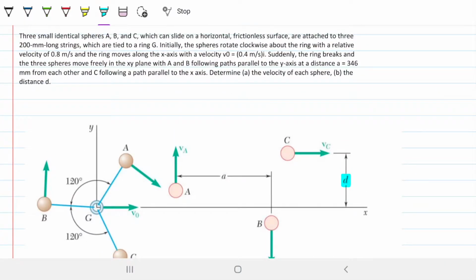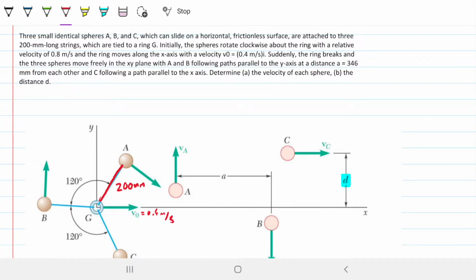So the problem statement is that we have three spheres. They're rotating about ring G. The distance from the ring to the sphere is 200 millimeters. That is 0.2 meters. And there's an initial velocity of 0.4 of this guy here.